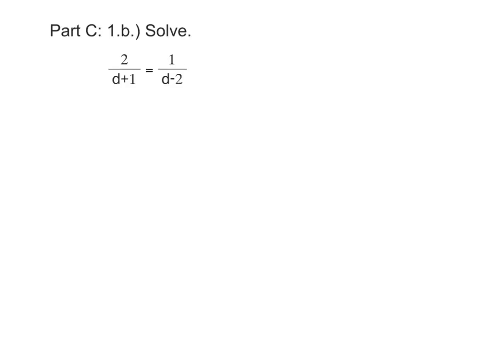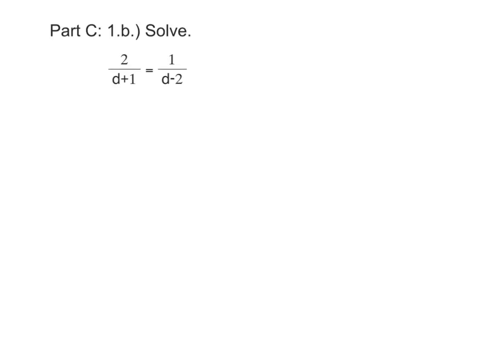When it comes to solving rational equations, the best piece of advice is to multiply both sides by the common denominator, and that will get rid of all fractions. So look at all the fractions that we have in here and think about the common denominators between the two.